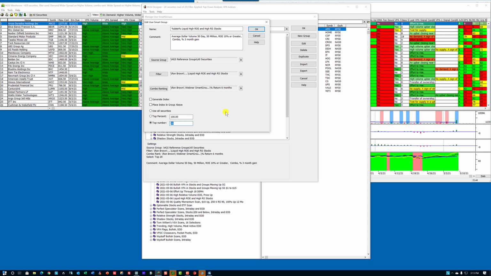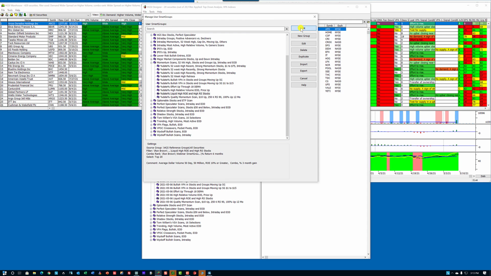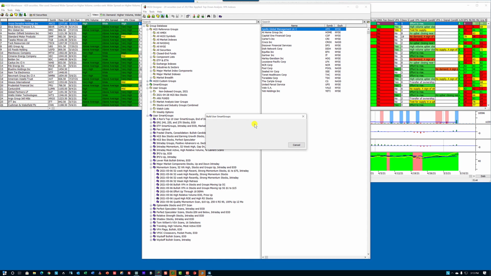I put the top 20 in here because I'm going to show you what I did with this, just to give it some flexibility. His stated purpose is to buy the top 10 that have gone up the most in the past 6 months. So I'm going to click on that and rebuild the user smart groups.